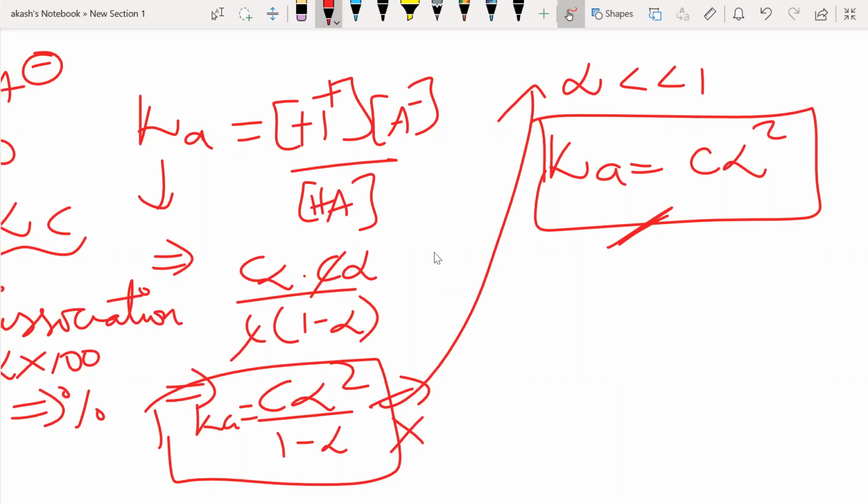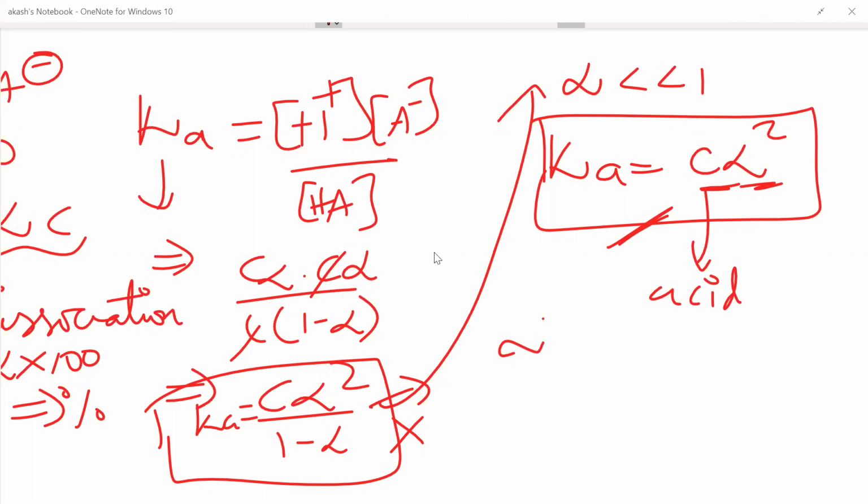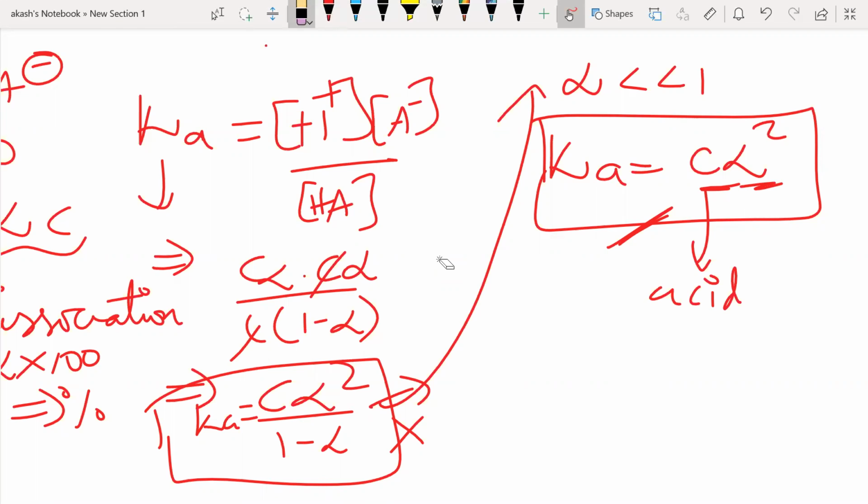The acid dissociation constant is equal to C alpha squared, where C is the concentration of the acid and alpha is the degree of dissociation, that we know. You can do a lot of stuff from this. If you have to find the alpha value, you can easily see that alpha is equal to root of Ka by C.